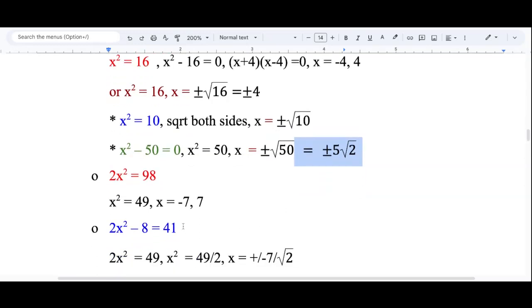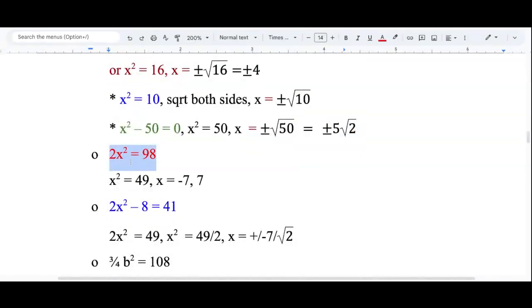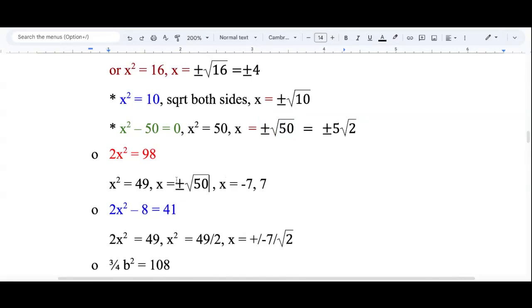Let's see this one. 2x squared equals 98. Of course, we want to divide by 2 first, right? So let's get rid of this scalar 2. Divide by 2 on both sides, so x squared equals 49. Then x equals, let me just add one more step, plus minus square root of 49, which is plus minus 7, right?